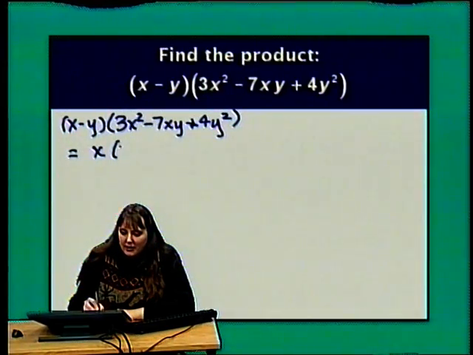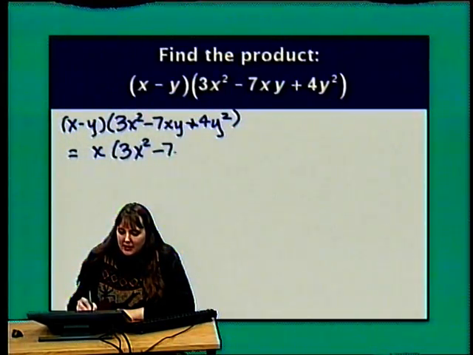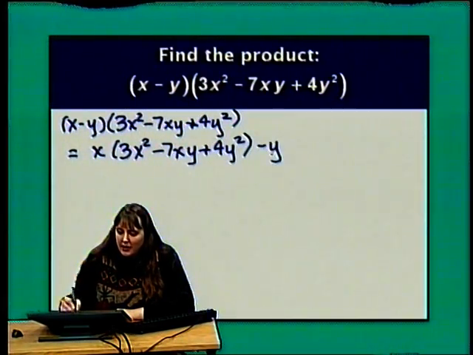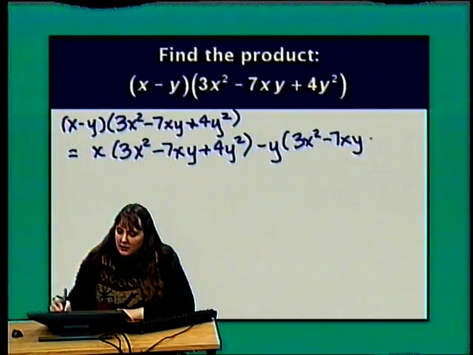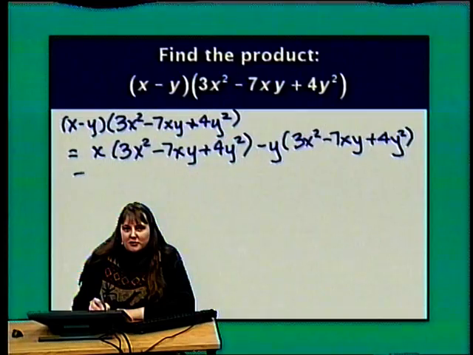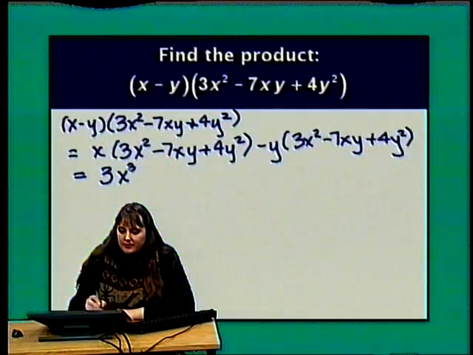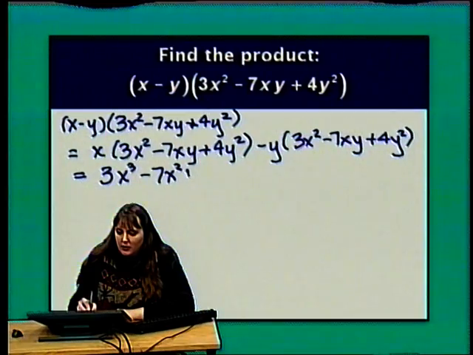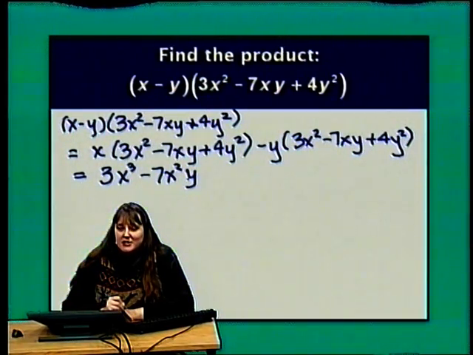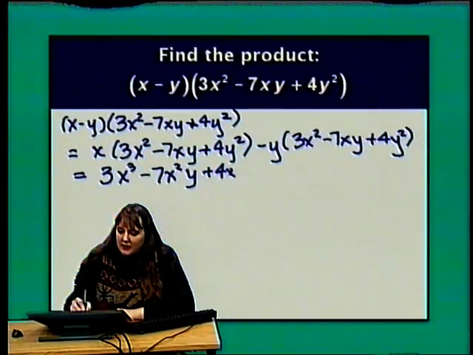I'm going to multiply x by 3x squared minus 7xy plus 4y squared. And then minus y multiplied by 3x squared minus 7xy plus 4y squared. And now let's do this distributing in our head. X times 3x squared is 3x cubed. X times negative 7xy is negative 7x squared y. X times 4y squared, remembering to write our variables in alphabetical order, is 4xy squared.